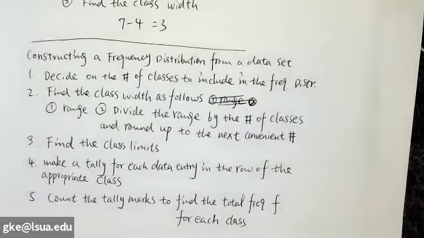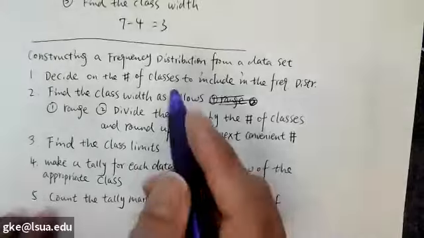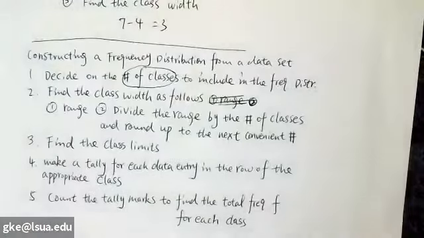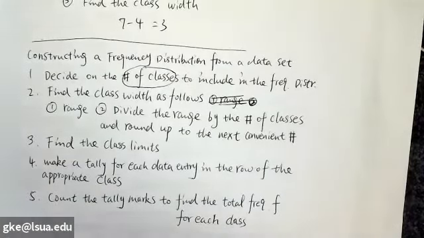Okay. Now let's take a look at the 5 steps. The first step, the keyword is deciding the number of classes. So if your boss wants you to make a table, he needs to decide the number of classes that he wants. Otherwise, you don't know how many classes you want, right? So the boss at least gave you the information about the number of classes. Okay, then you can go on.